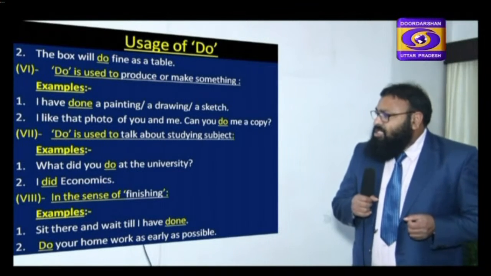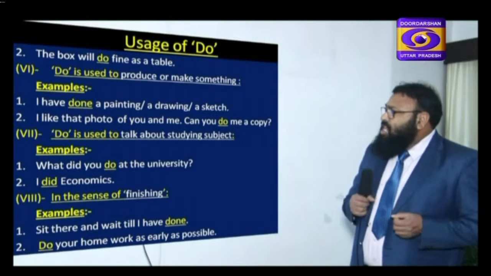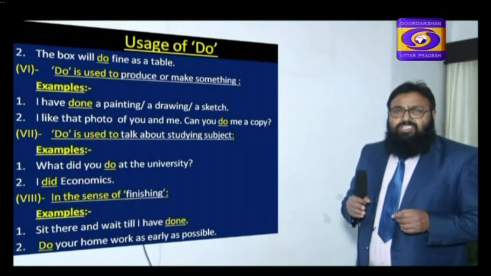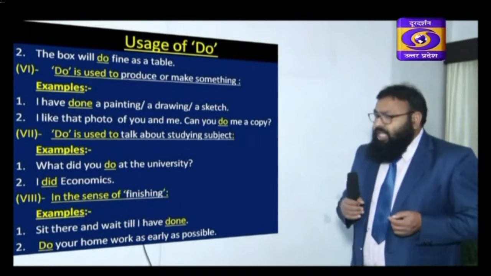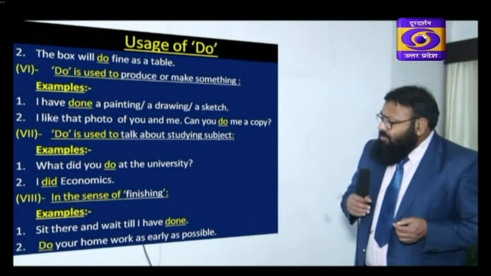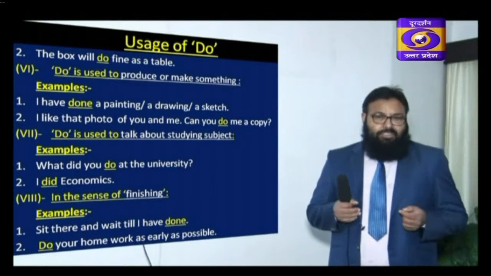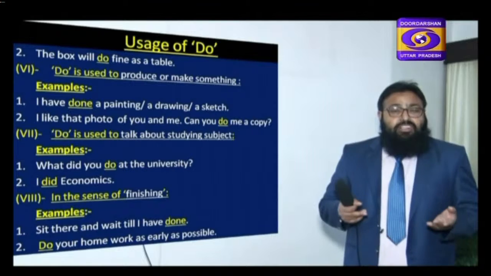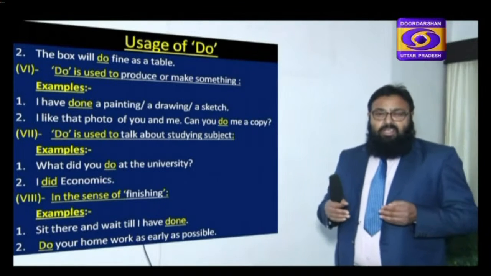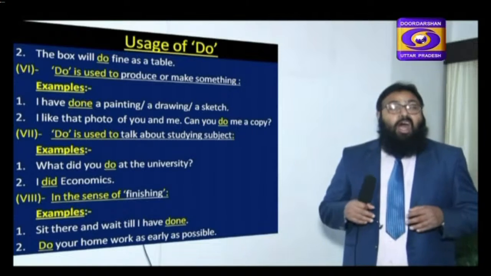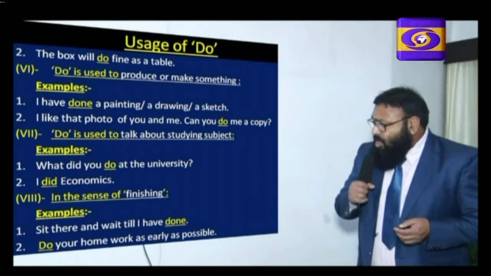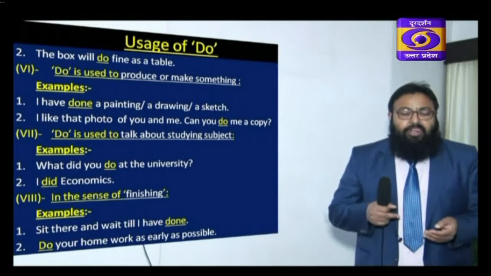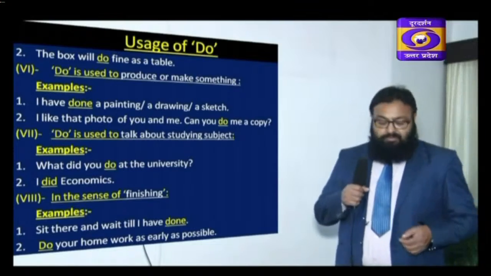Now, the eighth usage of do as a main verb is that we make use of it in the sense of finishing. Examples are, sit here and wait till I have done, till I have finished. Sit there and wait till I have finished. So instead of saying till I have finished, we prefer saying sit there and wait till I have done. Do your homework as early as possible. That means finish your homework as early as possible.